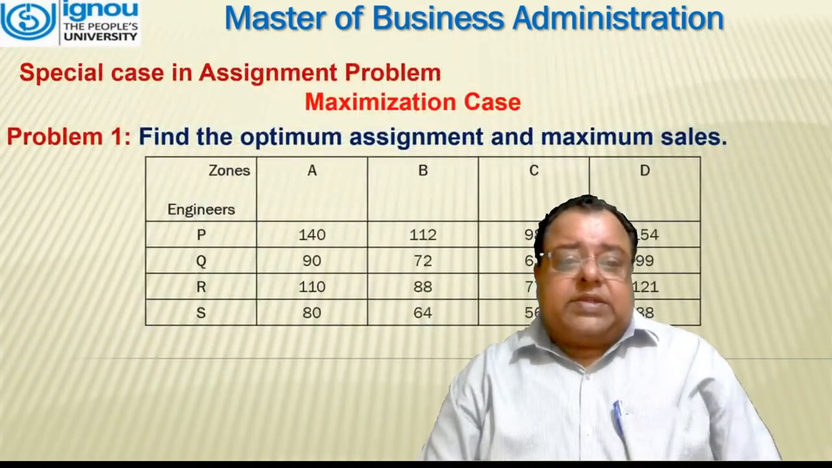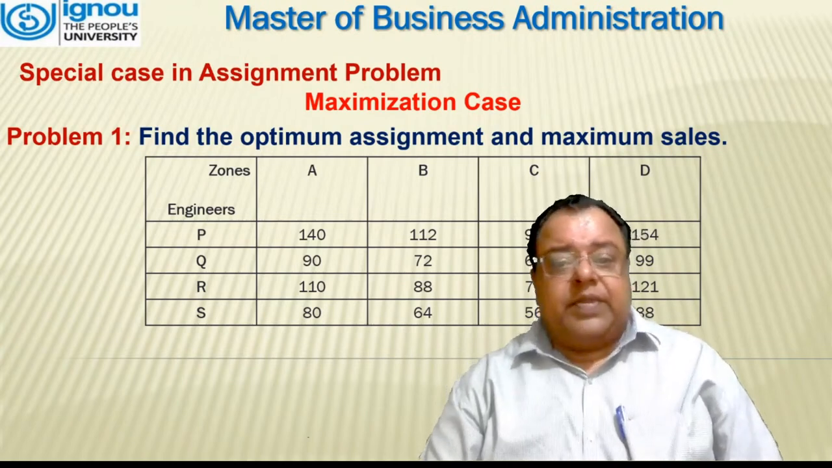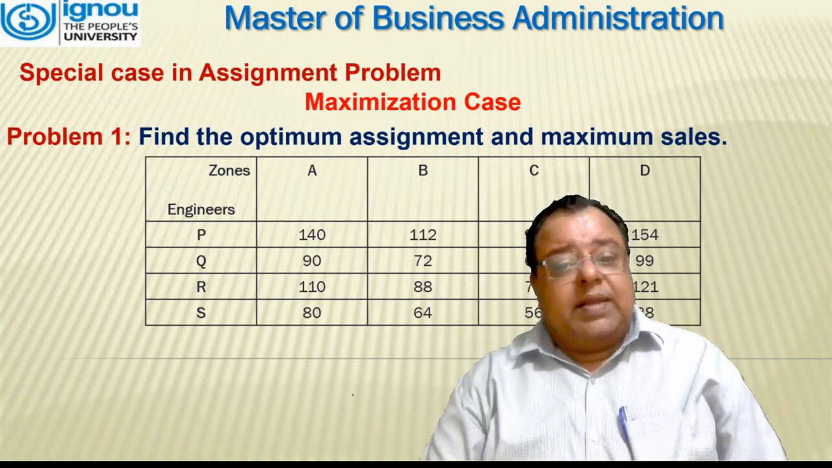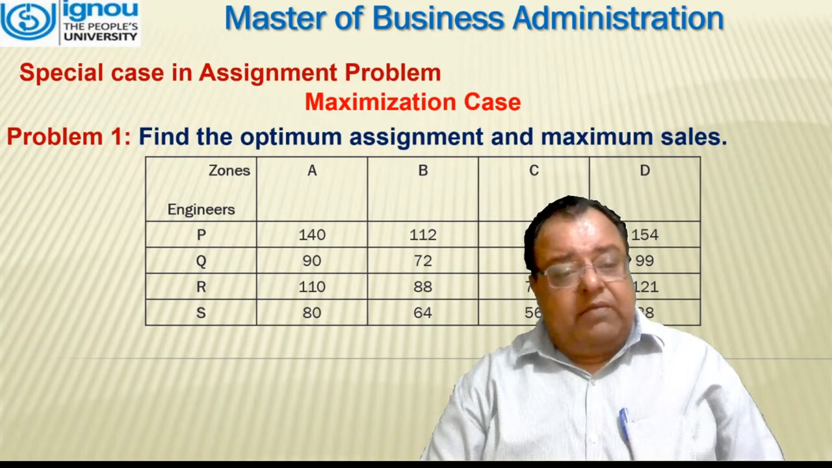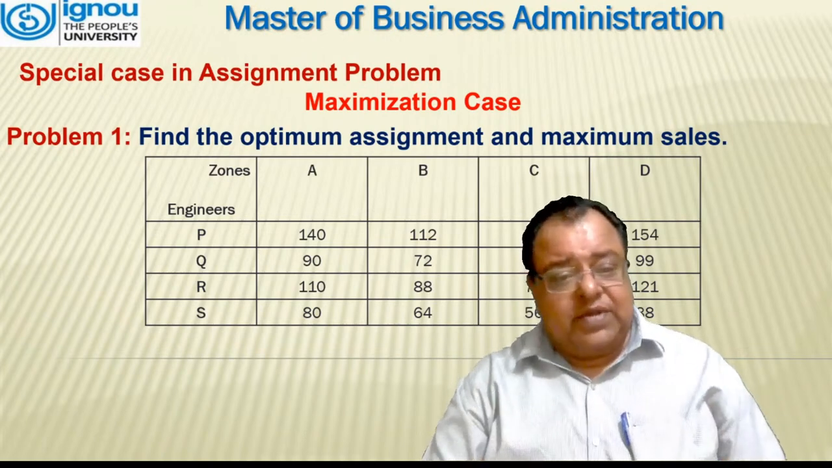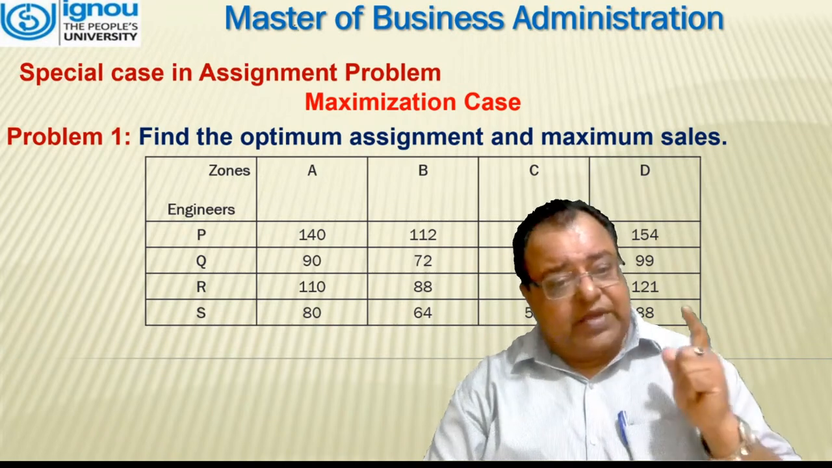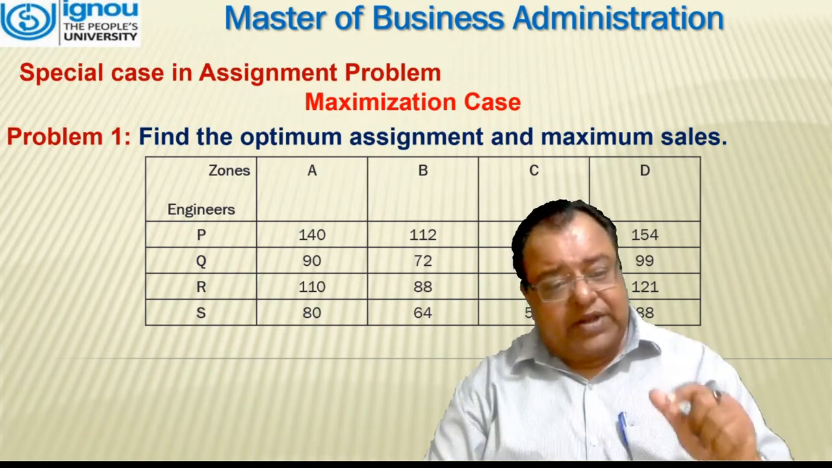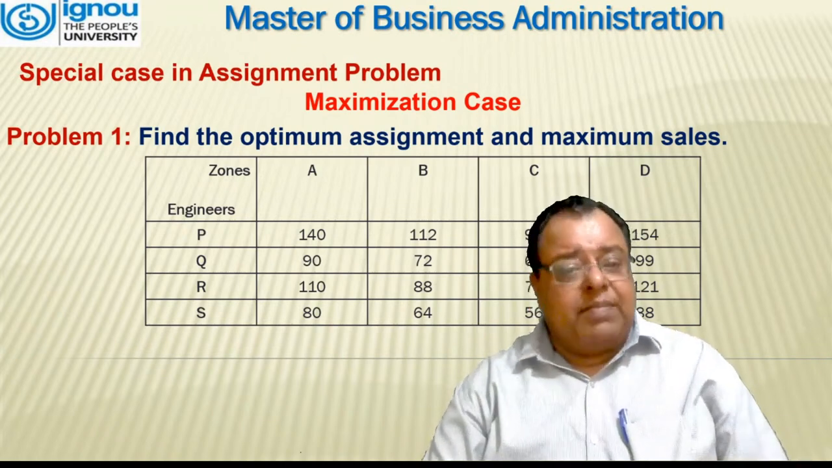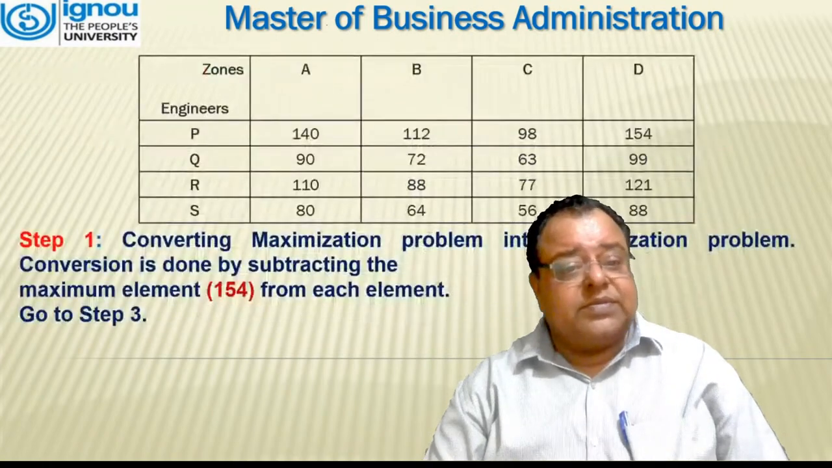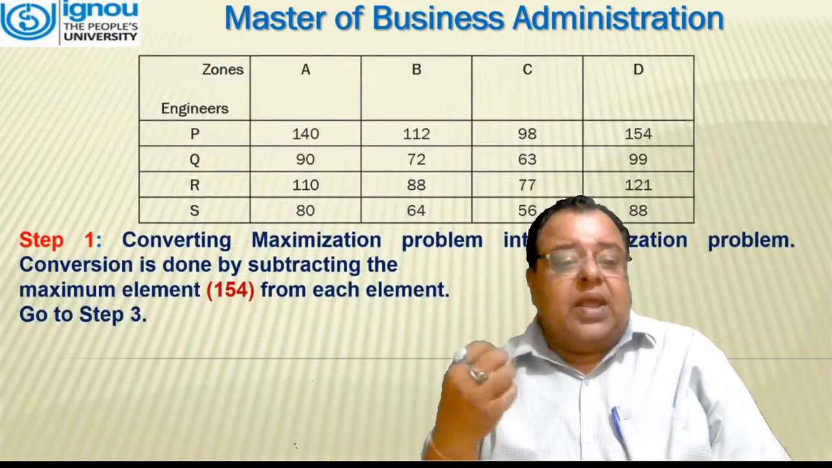A special case in assignment problem. This is a case of maximization. We have to find the notable assignment and maximum sales. This data is given to us. This is related to zones and engineers. We have four zones and we have four engineers. That means this is a balanced condition. But how to start it?